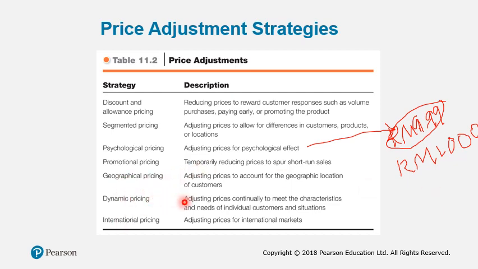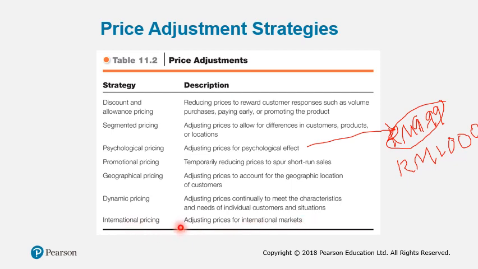Next, dynamic pricing. This is adjusting prices continually to meet the characteristics and needs of individual customers and also the situation. Dynamic pricing is basically you don't have a fixed price. It all depends. If you minta discount, you dapat discount lah. If you don't minta, then you get that particular fixed price. So dynamic pricing all depends on the individual customers, or the situation itself. So typically you go to pasar borong, for example, then if you can minta discount banyak, you can get a cheaper price.